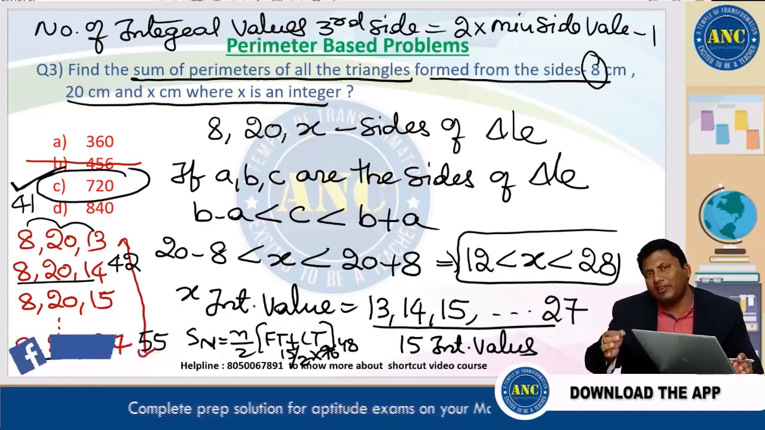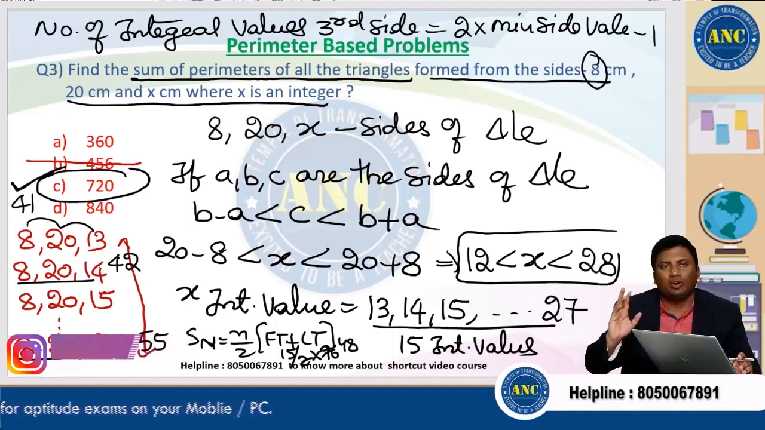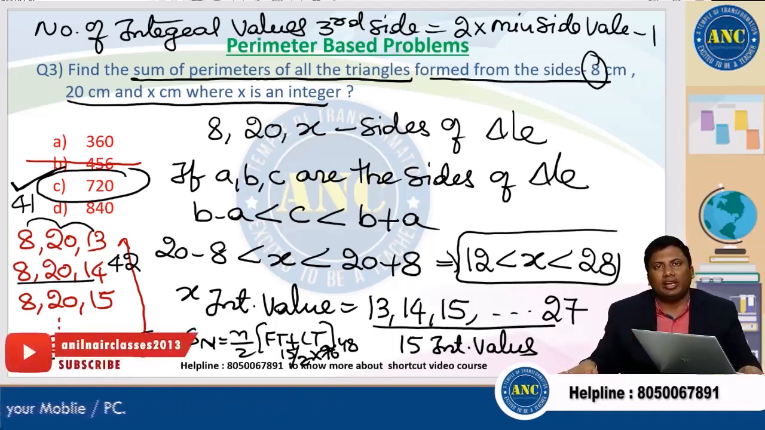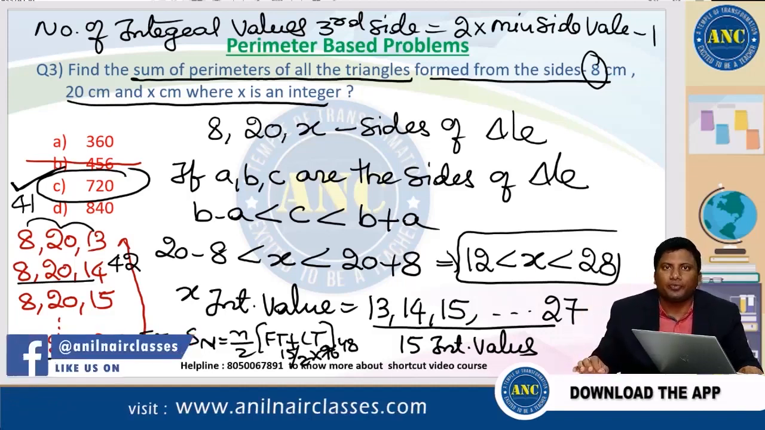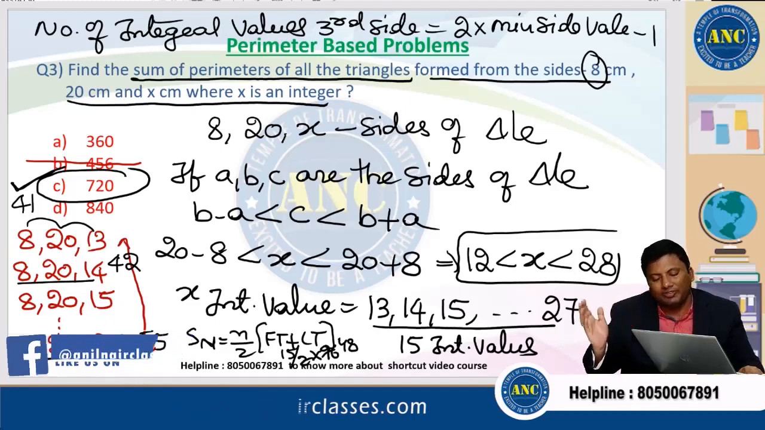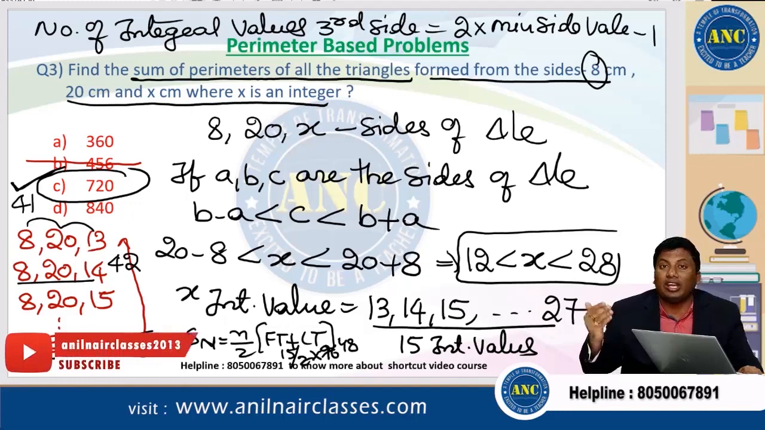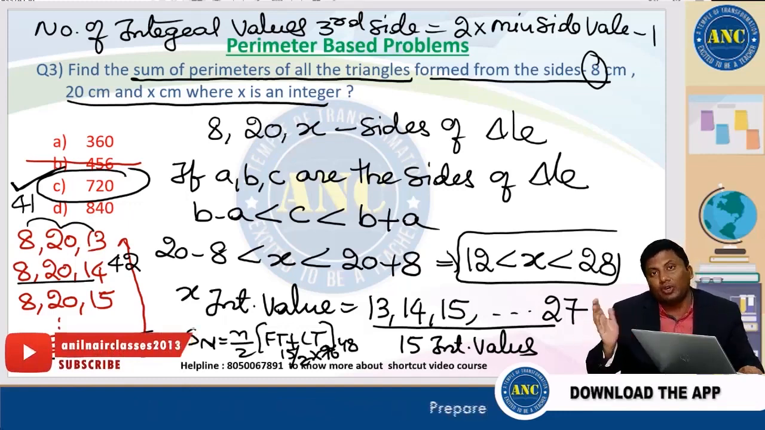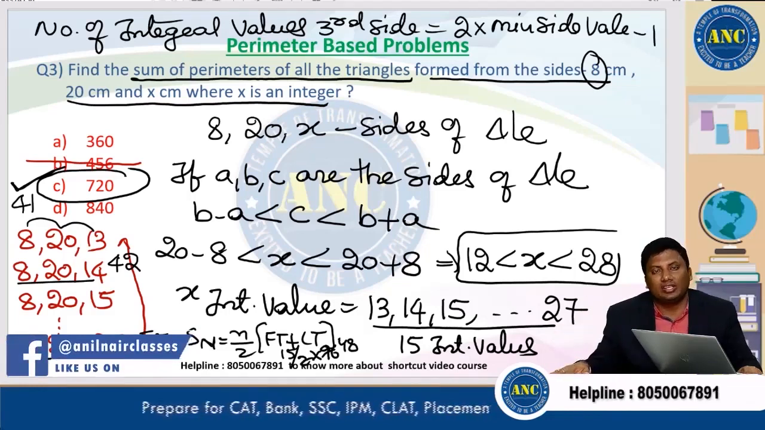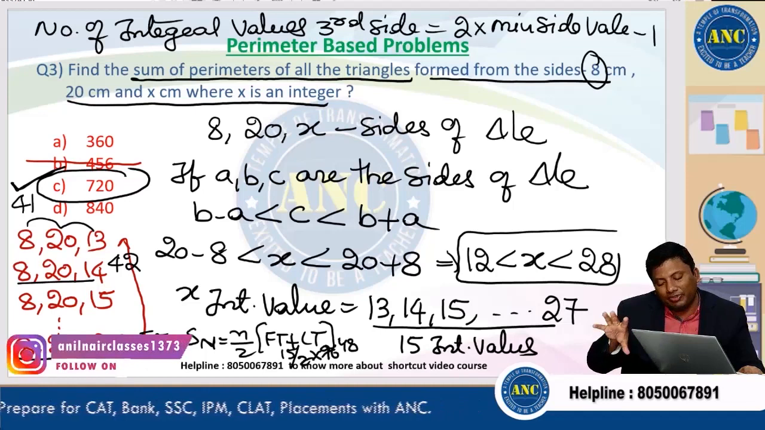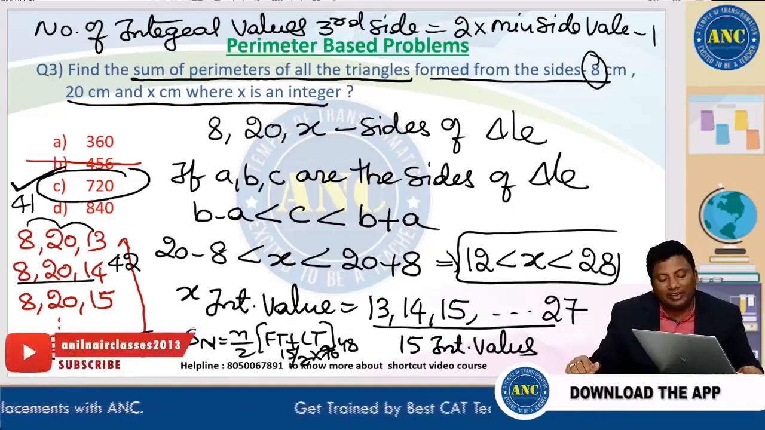Another beautiful question, which is asking you to find how many triangles are formed, find the perimeters, add all the values of those perimeters and give me the value. Again I am repeating, two sides are given, 8, 20, x. If 8, 20, x are the three sides of a triangle, the third side value will range from b minus a to b plus a. 20 minus 8 is 12, 20 plus 8 is 28. From 12 to 28 the value will oscillate, and x will take any value from 13 to 27. Total there are 15 different values.